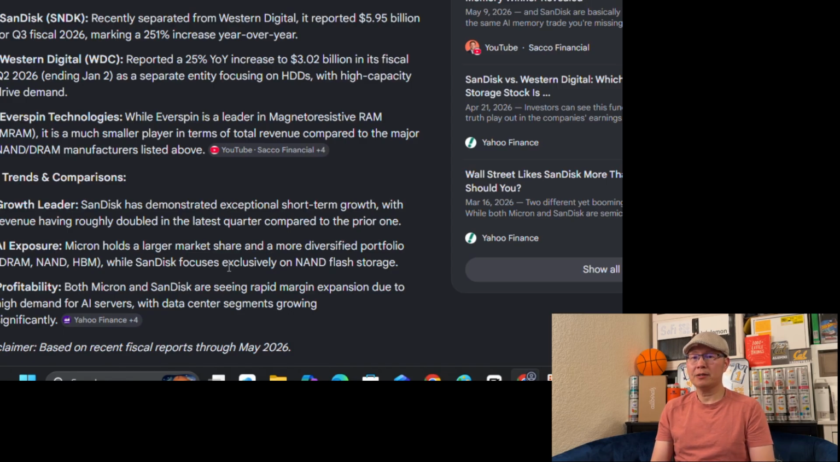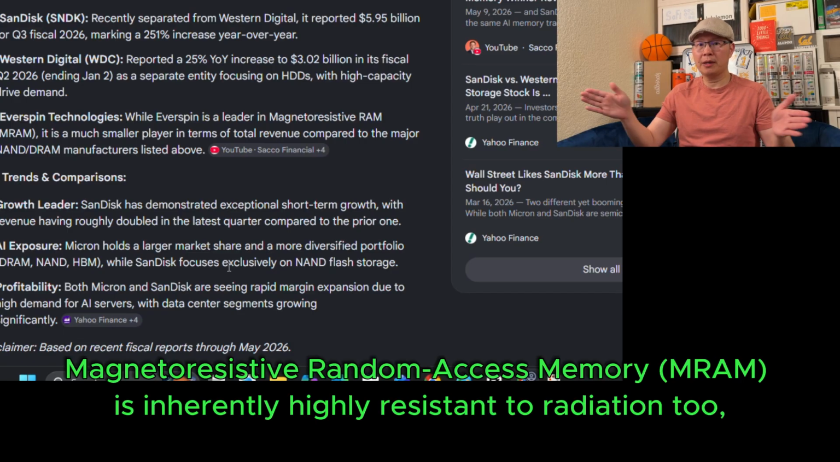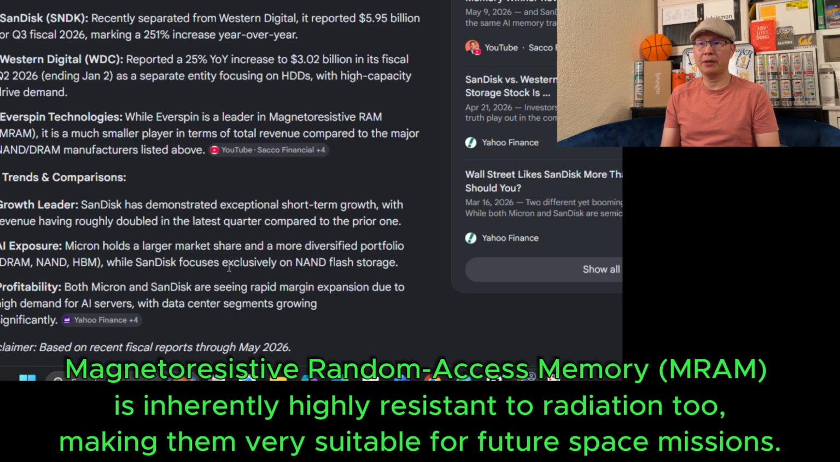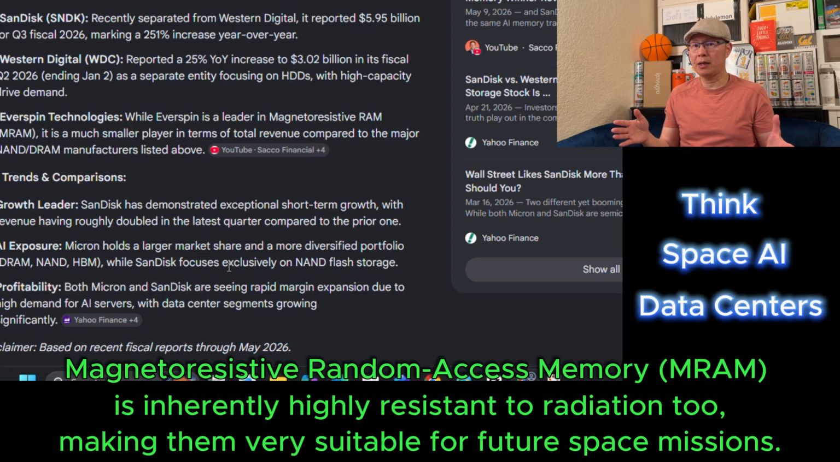So it looks like the use cases will be growing bigger and bigger. It is just a matter of time. More deals will be announced by Everspin Technologies.